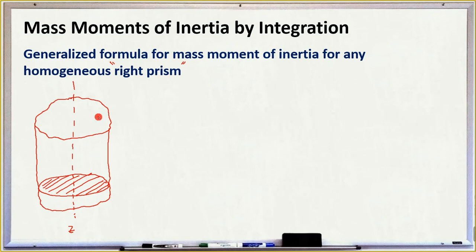Now, in order to utilize the integration method, we're going to assign a differential volume. Okay, we're going to assign a differential volume anywhere on this prism, and see to it that that differential volume should be parallel to the axis of interest. Our axis of inertia here is the z-axis. So this is our axis of inertia.